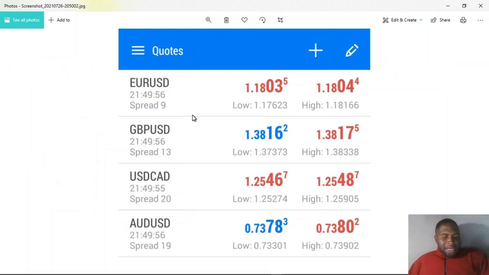Now, as I was telling you, this is how your Forex quote will look when viewed from a MetaTrader platform on your cell phone.